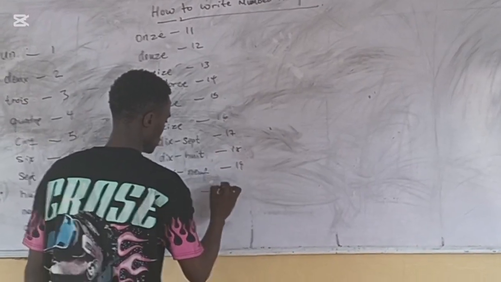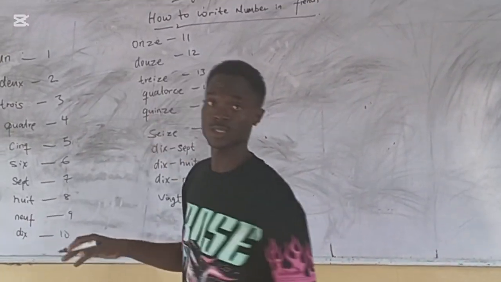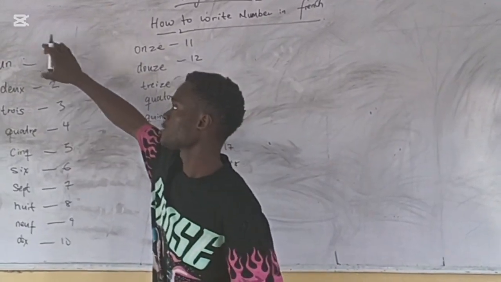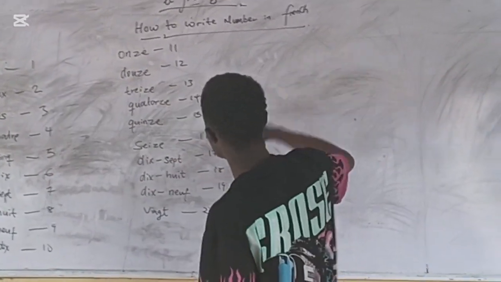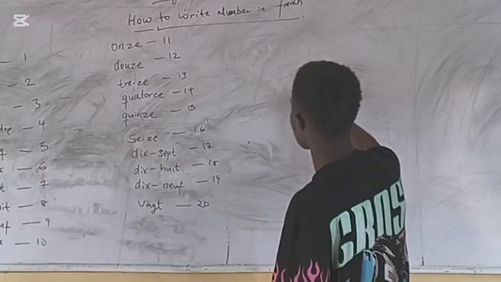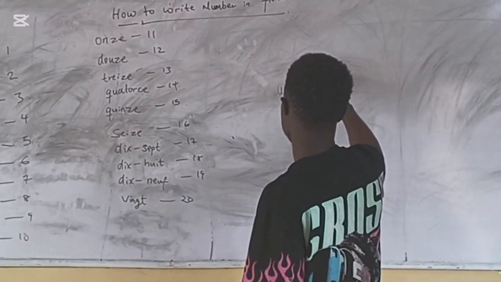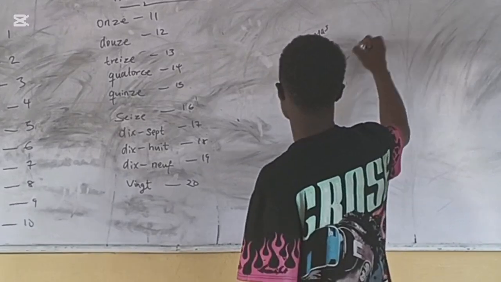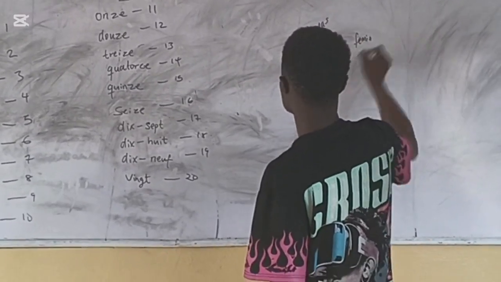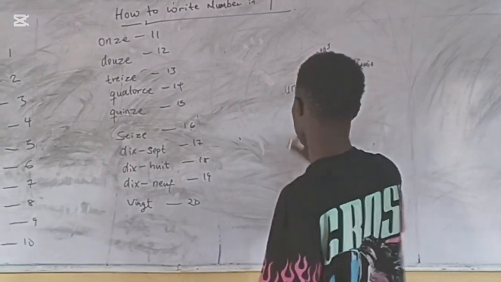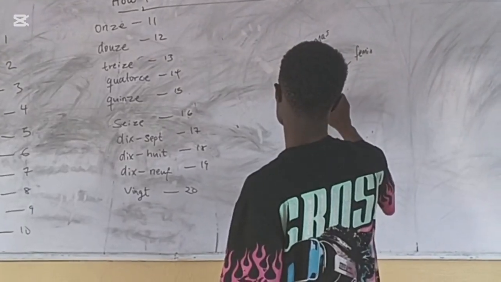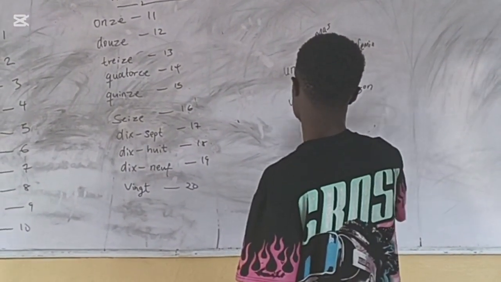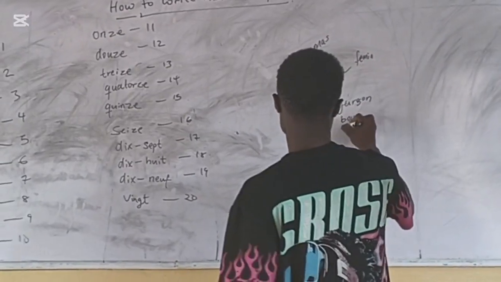Okay. So now, before proceeding, I want you guys to understand something: when you are spelling the word one in French, it has a feminine gender and a masculine gender. So this is for masculine gender and this is for feminine gender. I'll give you an example. If you say un garçon, which is a boy.